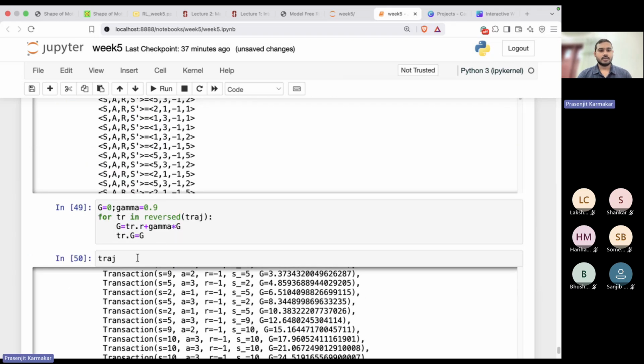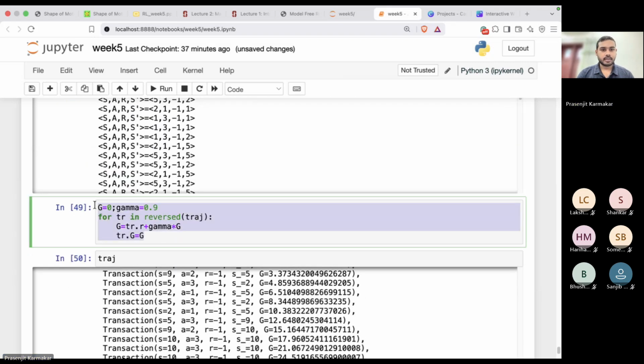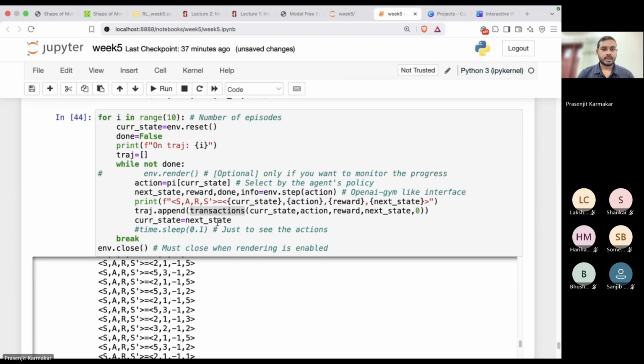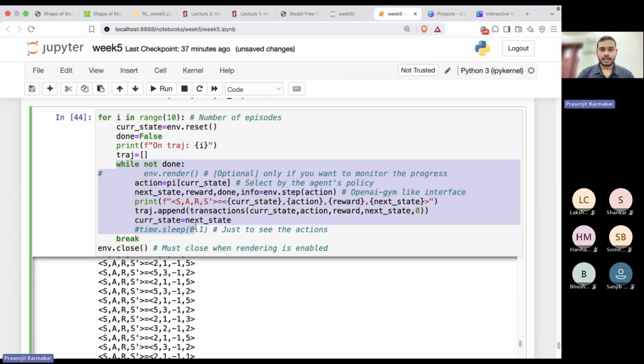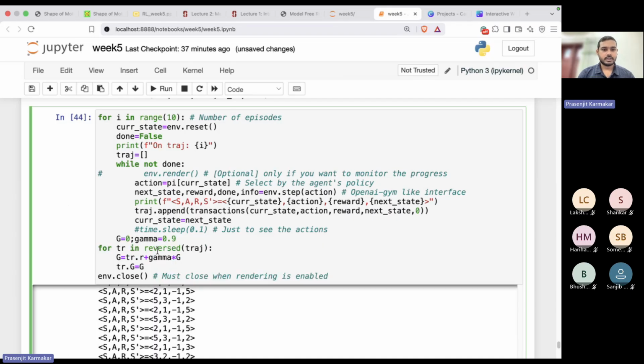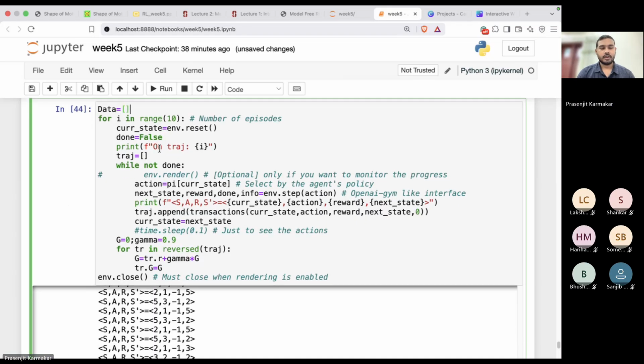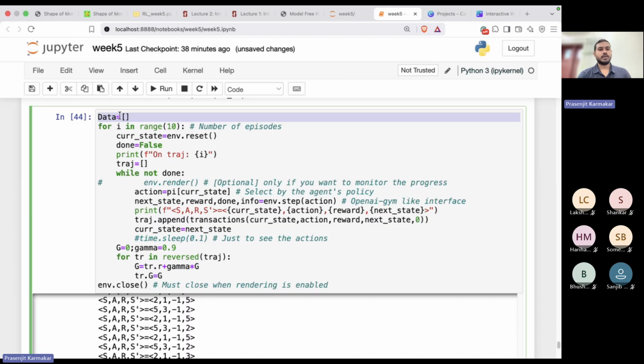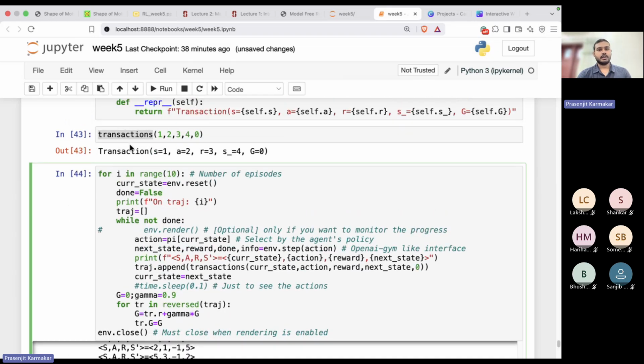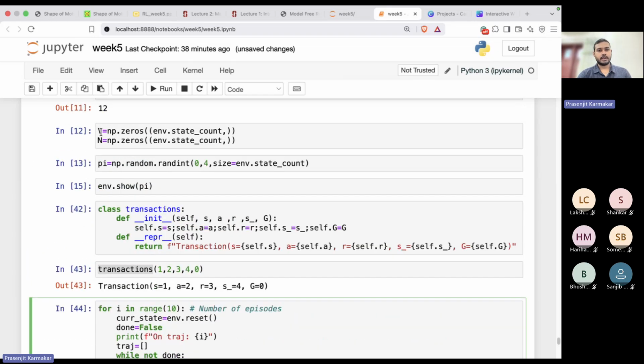Now this one I can copy. After I am done with the entire trajectory, I can compute this, and then my dataset is over here, right? Data is equal to an empty list, let's say. Or let's not have the dataset. We already have the value and n.